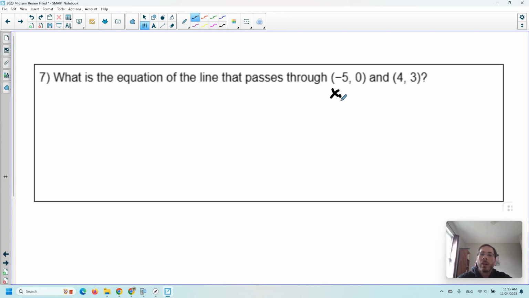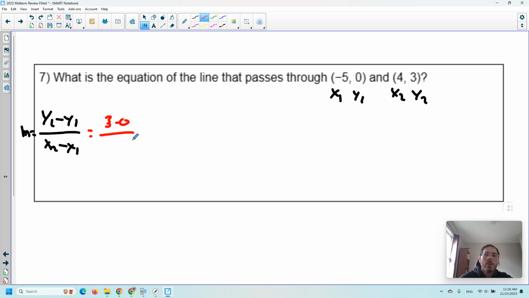So here we've got x1, y1, x2, y2. Since we've got 2 points, we can just do y2 minus y1 over x2 minus x1 to get the slope. So if we plug them all in, that's going to be 3 minus 0 over 4 minus -5. So 3 over 9, which is 1/3.